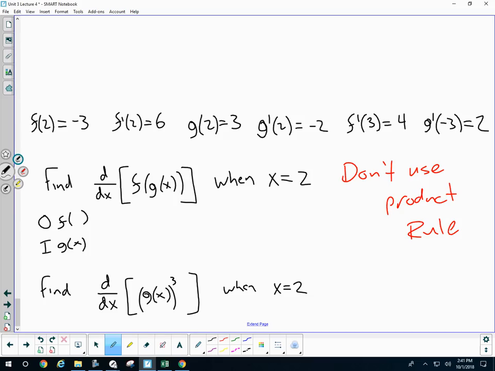This is not a product. This is a composition. The derivative of the outside is f prime of the inside, and the derivative of the inside is g prime of x, which means this derivative is f prime of g of x times g prime of x. Oh, what's the inside? g of x. It's not a product. It is a composition.